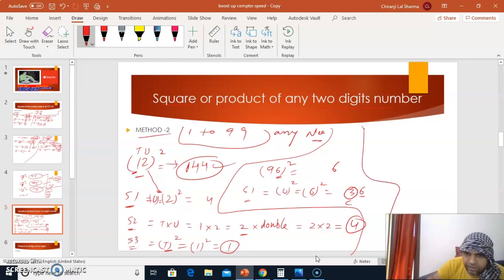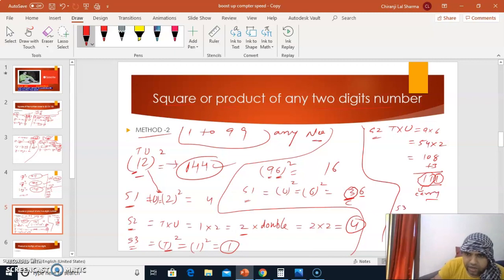Now I'll write here step 2. In step 2, you will multiply the tens and unit digits. Here we have 9 and 6, so you will multiply them, 9 times 6 is 54, and you will make it double, so multiply with 2, and you will get 108. And 3 was carry, so you add 3 as carry, you will get 111. Out of this you will take only this 1, so 1 will be here, and this 11 will be carry.